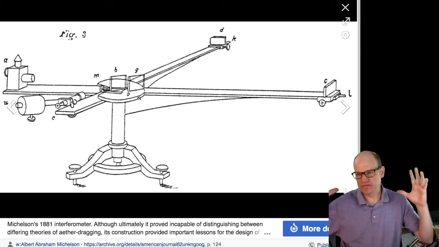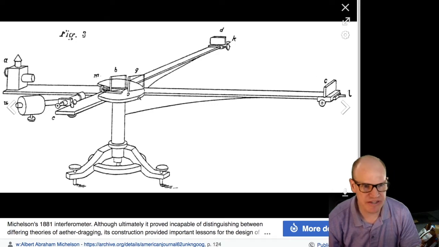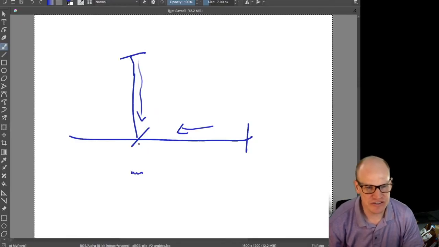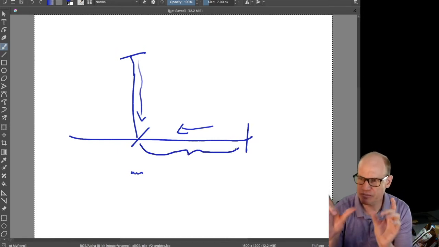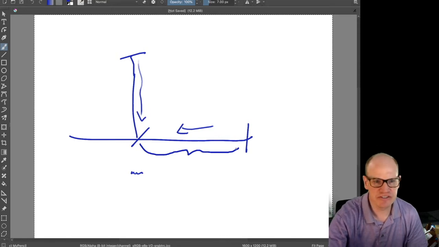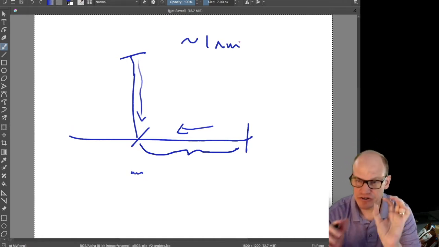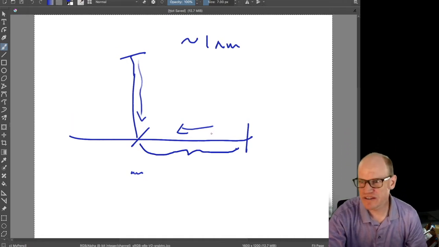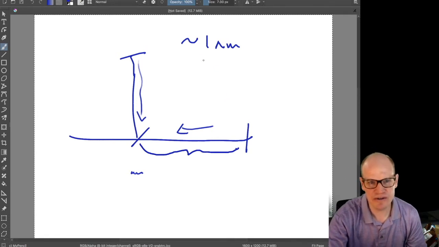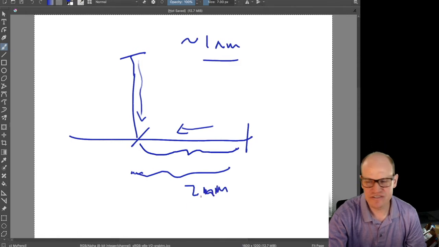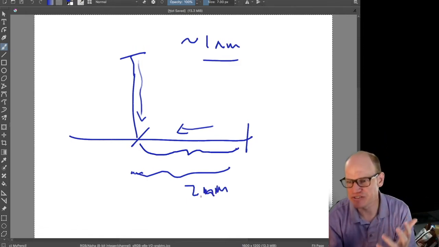The way to make it even more sensitive is to make the arms longer, because again, you care about the number of wavelengths that fit into each arm. If you want to make a precise measurement, let's say you can make a measurement on the order of 1 nanometer. That's the small measurement you're capable of making with your apparatus, but what you want is a small fraction of the length. If you can make a 1 nanometer measurement, but your apparatus is only 2 nanometers long, then that's 50%. That's not very precise.